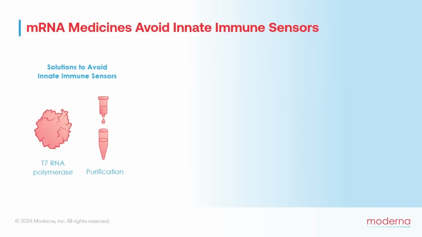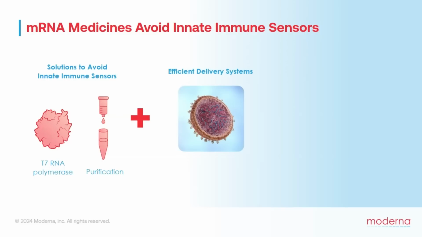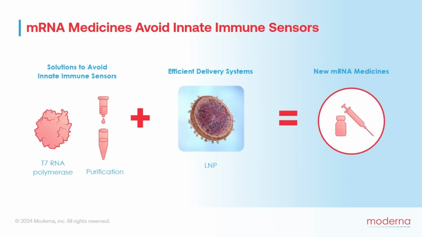Understanding all the ways the innate immune system detects potential invasion by RNA viruses has enabled mRNA medicine makers to find creative solutions to avoid setting off the innate immune alarm systems. Combining these solutions with efficient mRNA delivery systems, such as lipid nanoparticles, has opened the door to the development of many new mRNA medicines. The various ways we can use mRNA medicines will be the topic of the next module.